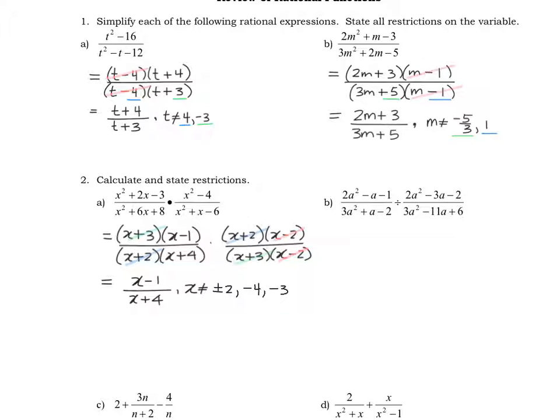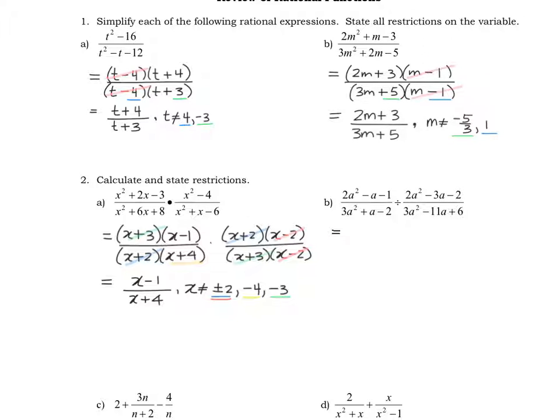Okay. So the plus and minus 2 come from the x plus 2, x minus 2 terms. Okay. This negative 4 will come from this x plus 4 there. Okay. And then the cannot equal negative 3 comes from the x plus 3 term. So now let's move on to this example.